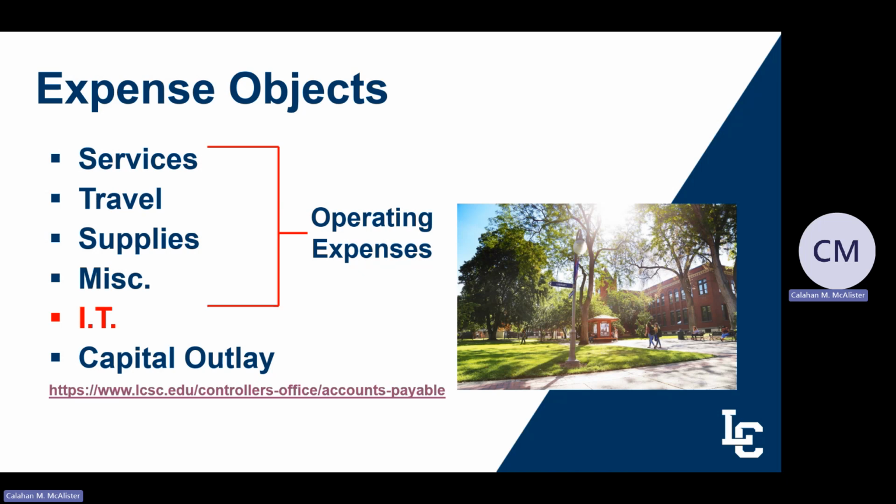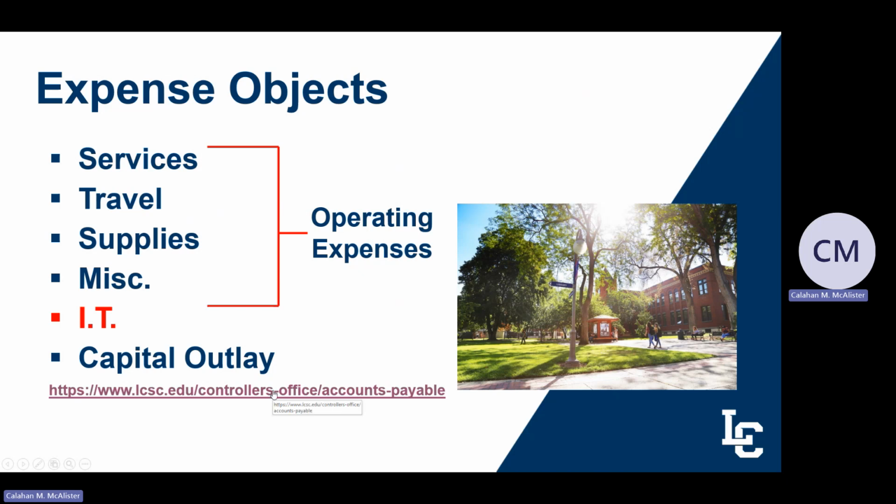Jumping right into the categories under expense objects, we have a couple of main categories: services, travel, supplies, miscellaneous, and information technology, which all fall under operational expenses. We also have capital outlay, which will be anything that's $2,000 or more with a 3-year or more lifespan. We'll go into more detail on that one later.